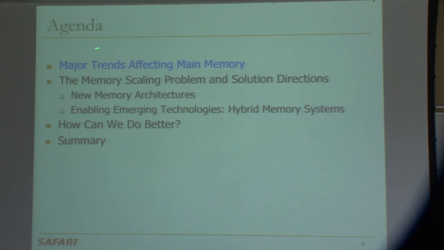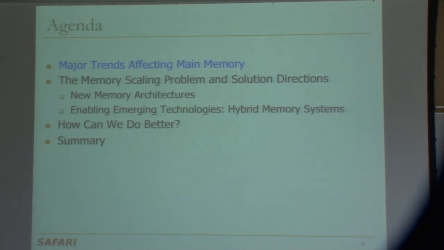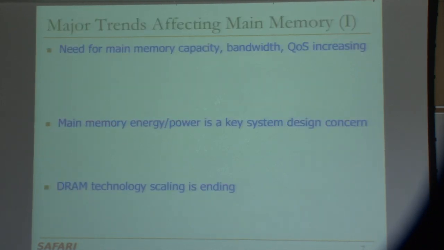Now, let me talk about some of the major trends that are affecting main memory and derive some of the requirements at the same time. And I'll talk about the memory scaling problem and some solution directions. In particular, I'll cover new memory architectures and enabling emerging memory technologies. And then talk a little bit about how can we do better than what we've talked about or we will talk about in the lectures going forward. And then summarize.